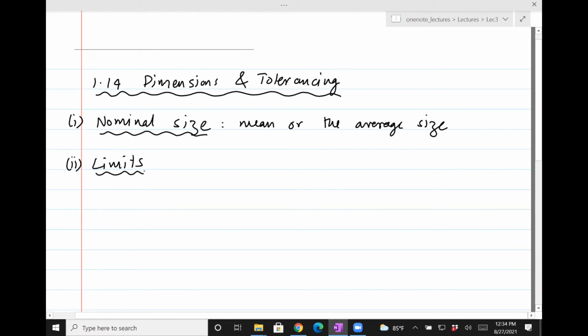There are limits, which is the max and the min size. So if you have 100 shafts and you go on measuring them and you find that the mean is say 100 millimeters, and then the maximum is 101 and the minimum is 99.5. So those would be your limits, 100, 101 and 99.5. Tolerance is the difference between the max and min size.